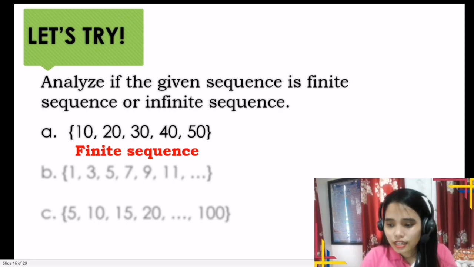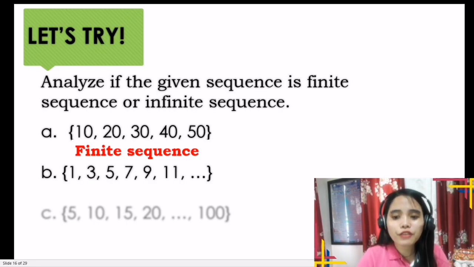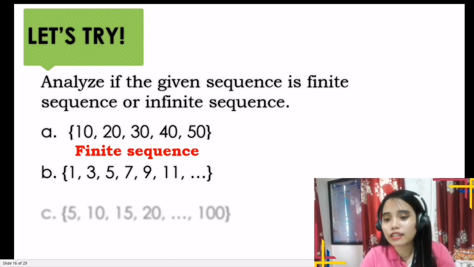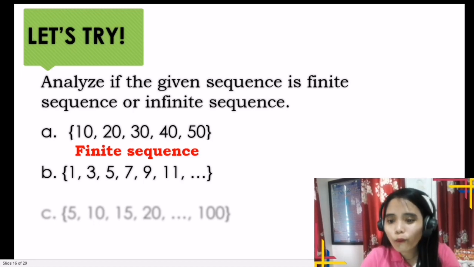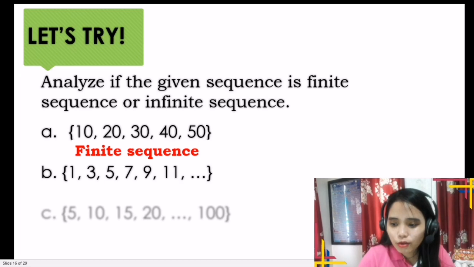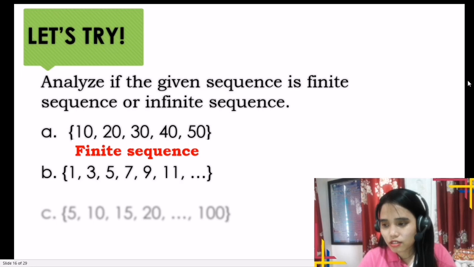Next, example. 1, 3, 5, 7, 9, and 11, and so on. So, may clue na may ellipsis siya. Meaning, it will just continue. So, it is called an infinite sequence.